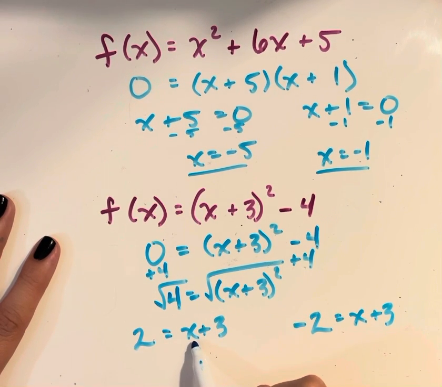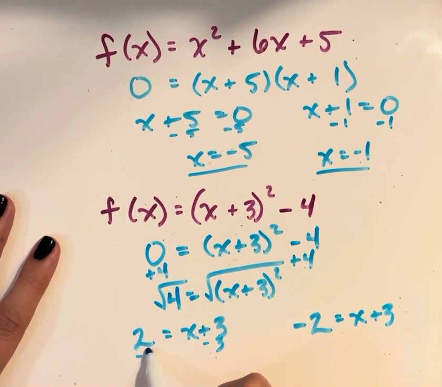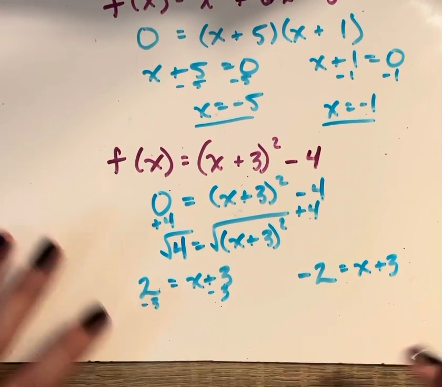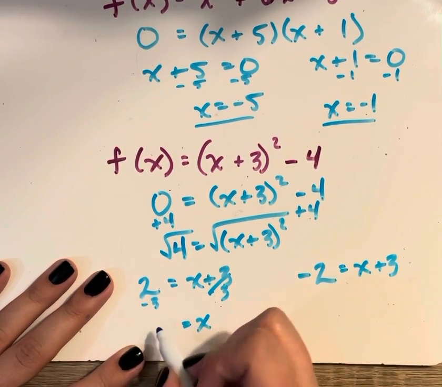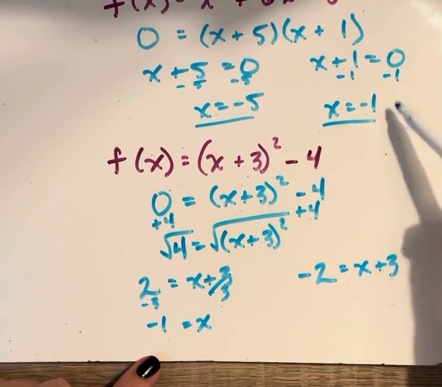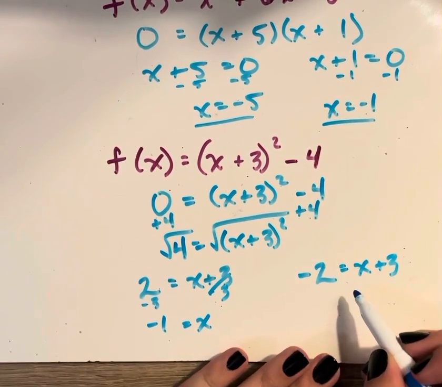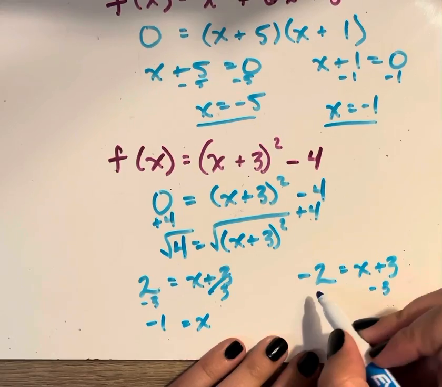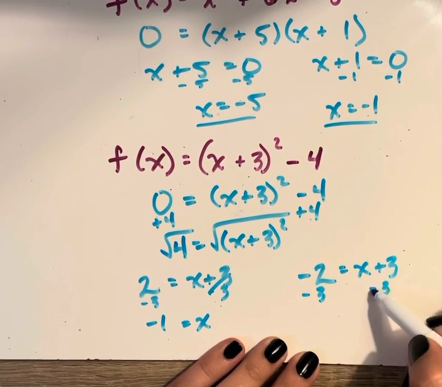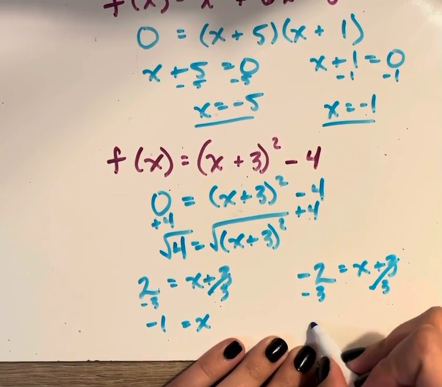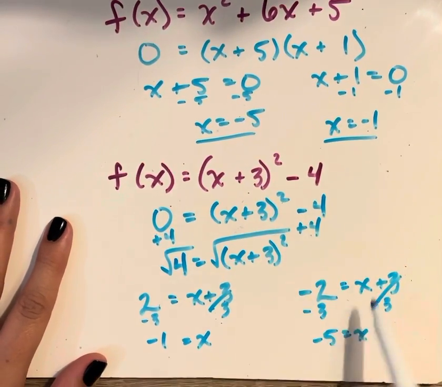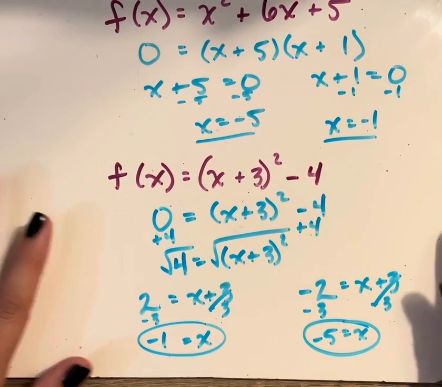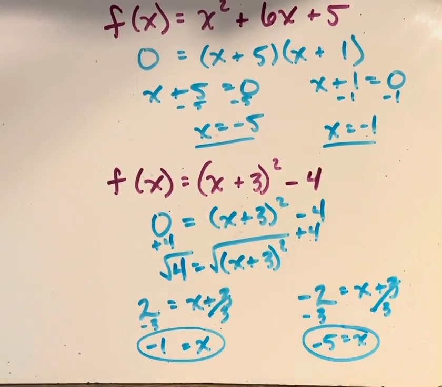Let's isolate x. So I'm going to subtract 3 here from this first equation. When I subtract 3, I get that x is equal to -1. That's one of our answers that we got from the other form. On this side, again, I'm subtracting 3 from both sides. -2 minus 3 gives me -5 is equal to x, which is also what we got using the other form. So either way, in either form, we get the same solutions or the same x-intercepts.